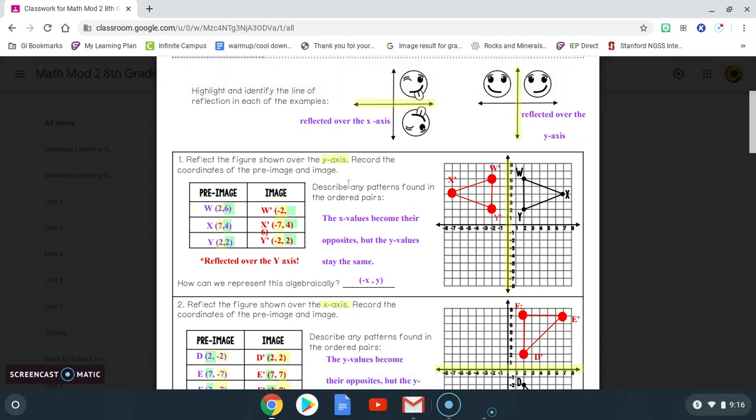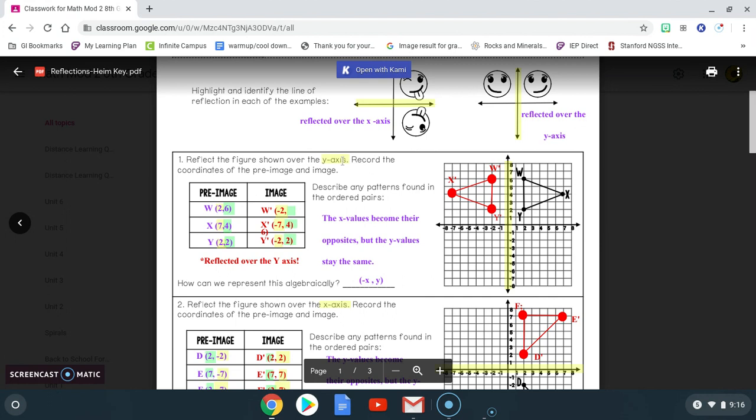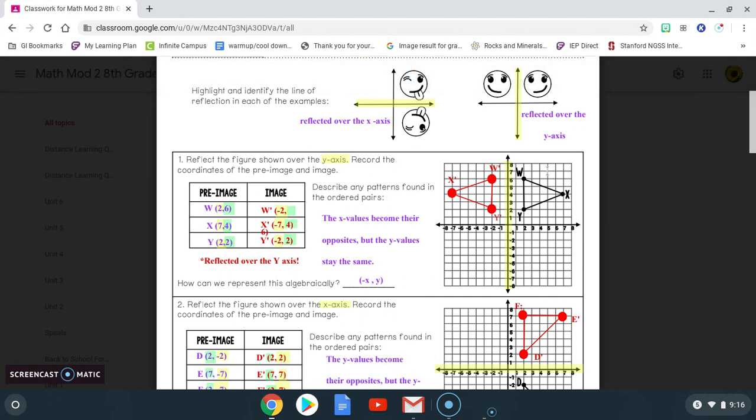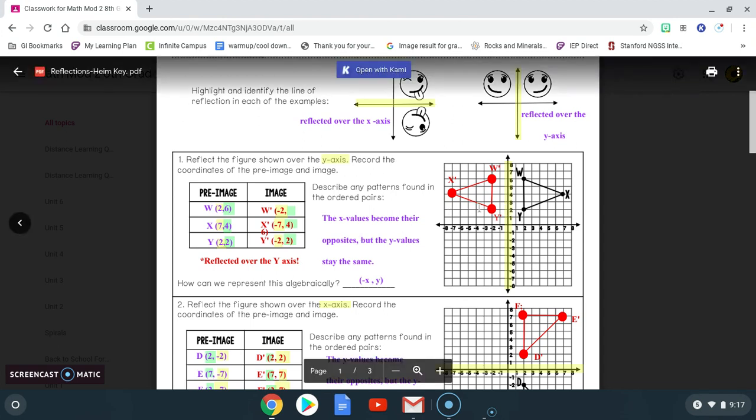Now I want you to try to notice something. We're going to reflect it over the y-axis. We are 2 away from the y-axis for W, so the new W is going to be 2 away. X is 7 away, so the new X is going to be 7 away. We put the X prime. Y is 2 away from the y-axis, so it's 2 away from the y-axis on this side. Remember, they have the prime marks. So that is how you do that.